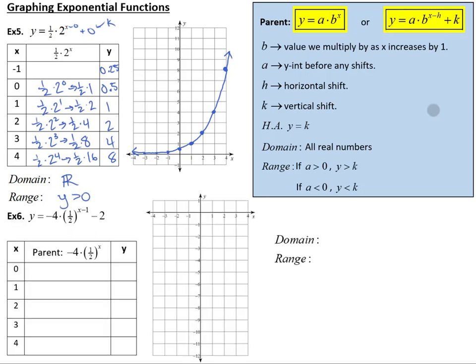Okay, let's do a second example. This one has some shifts. It does have h and k. What we're going to do is we're going to start with a graph that just doesn't have h and k, but uses the same a and b.